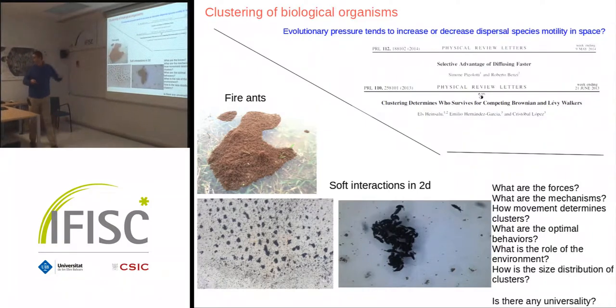But we did some papers on this with Els, and what I wanted to show you here is that almost at the same time, we published a paper in PRL, and Simone Pigolotti published another paper that essentially says the contrary thing. What we say is that if you make clusters, the particles tend to survive. The particles that cluster more survive when you put several particles to compete. And Pigolotti, Simone and Roberto Benzi, what they say is the contrary. The particles that diffuse faster, diffusion essentially goes against aggregation, then it's a selective advantage. So trying to understand this is one of our motivations. Is it, from an evolutionary point of view, more relevant for the particles to cluster or not to cluster? Okay?